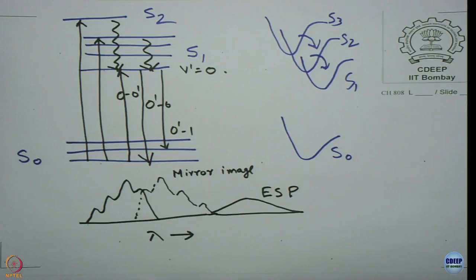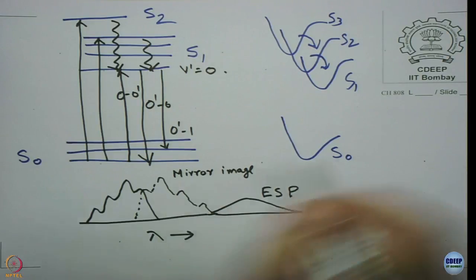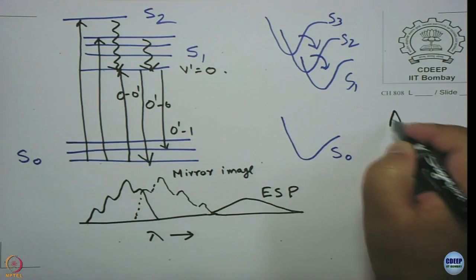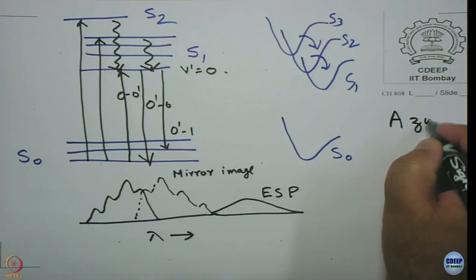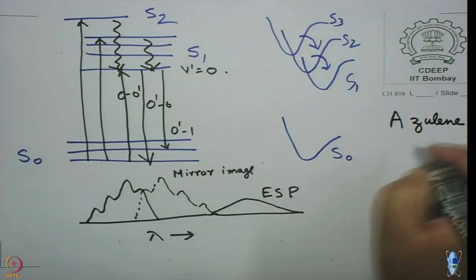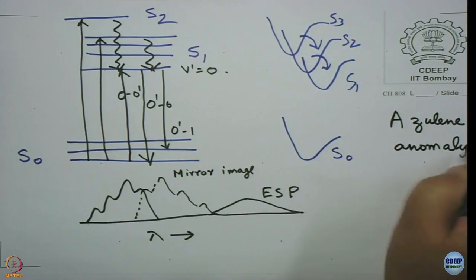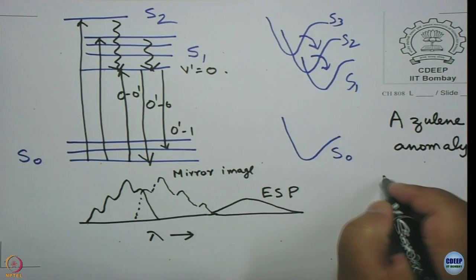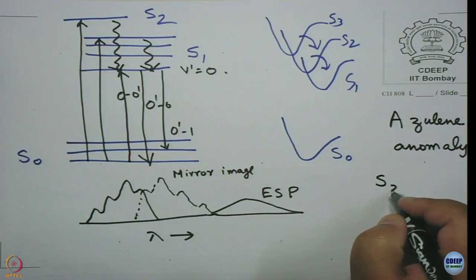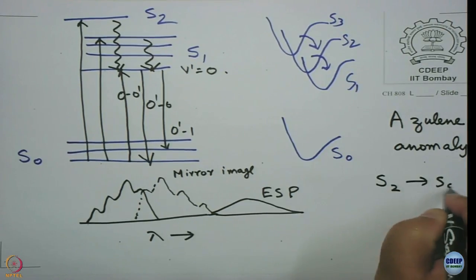And there is this very famous example that most of us might know, and that is of azulene. That used to be referred to for a long time as the azulene anomaly. In azulene, the major fluorescence is from S2 to S0.